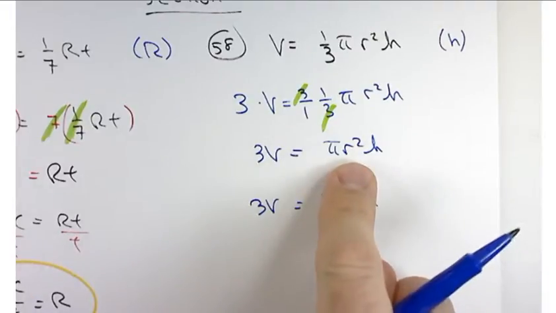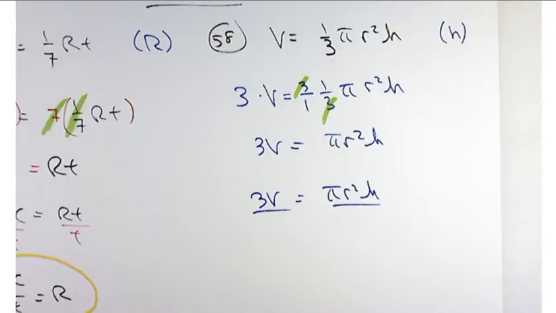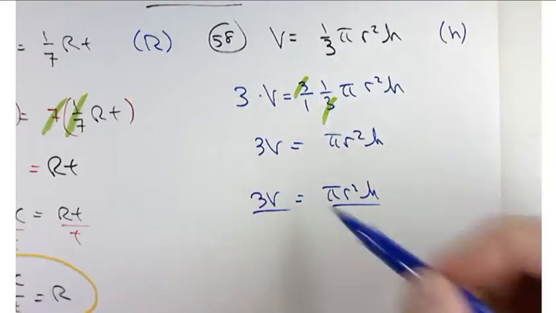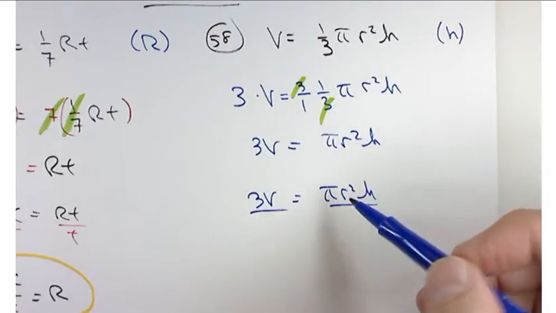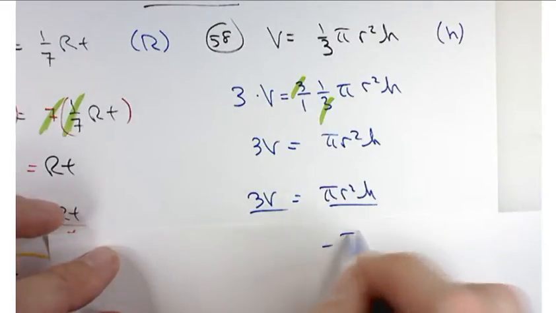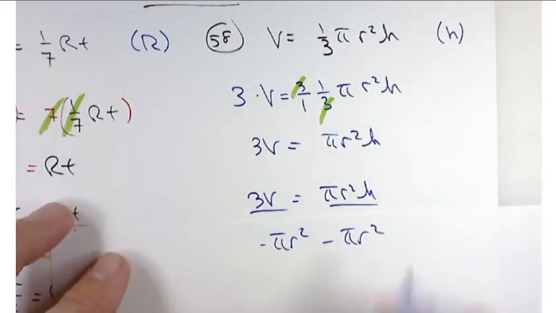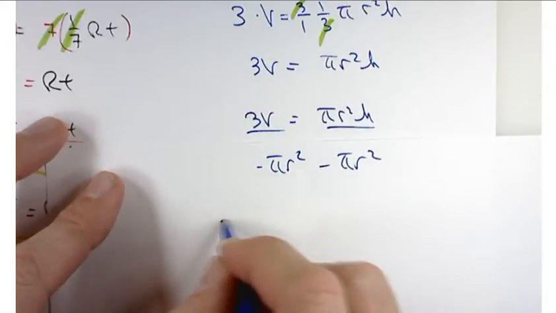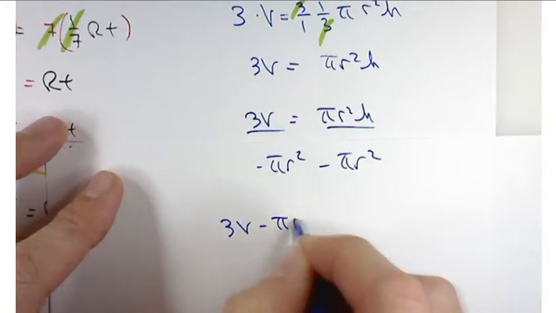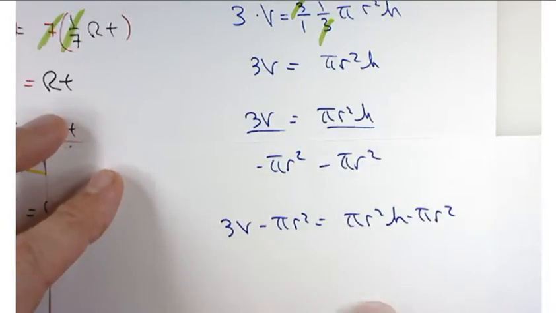What's telling you to divide rather than subtract? I mean, you're right. I'm just kind of asking. Yeah, division is the opposite of multiplication. A lot of times people are tempted to say, oh, well, I want to subtract pi r squared from both sides. Well, guess what? These aren't like terms. If I subtracted pi r squared from both sides, I get 3v minus pi r squared equals pi r squared h minus pi r squared. It wouldn't get me anywhere.